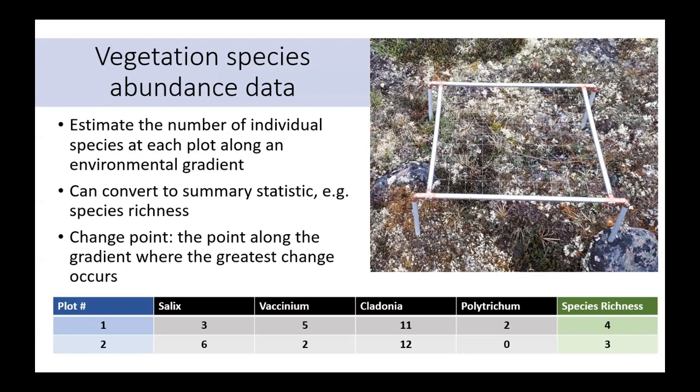The reason I'm explaining this is because the models that we compare, some use this raw species data as an input, and some use a summary statistic like species richness. Okay, so across this gradient, we're going to look and see where those species are changing or where the species richness is changing. And if we can identify a point where that changes abruptly, we're calling this our change point. Where does the greatest change occur?